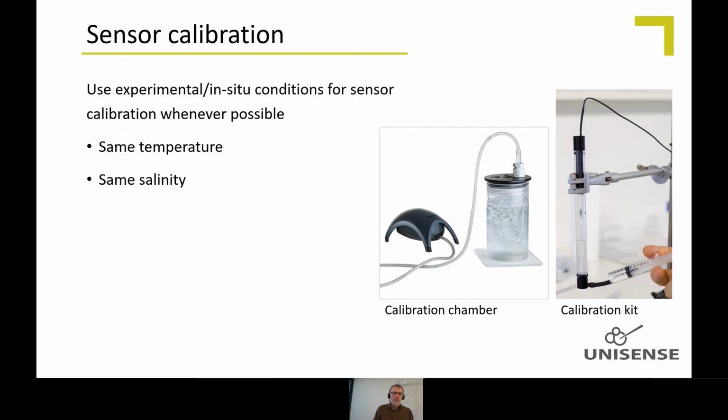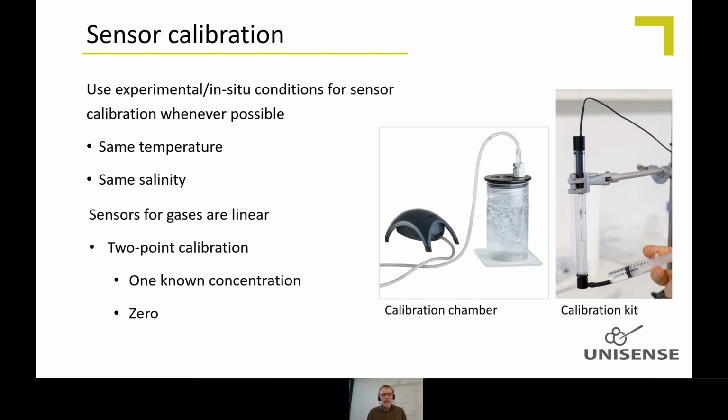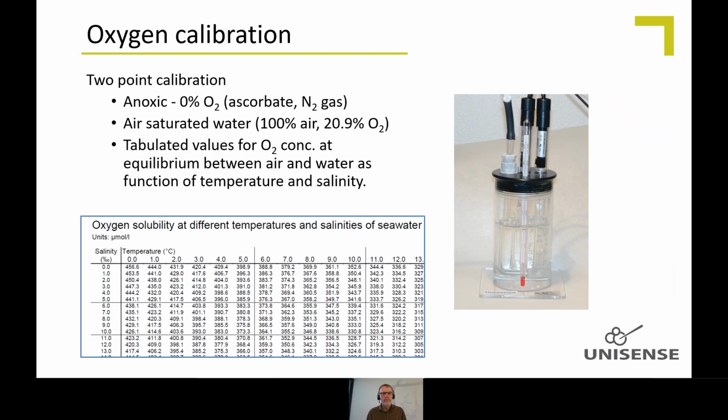Calibration of sensors, that's of course important. If possible, you should always calibrate at the same temperature and same salinity as you measure. As I mentioned, the sensors for gases are linear, so you can do a 2-point calibration, one known concentration and a 0 concentration. For an oxygen sensor, the anoxic or 0 calibration would typically be an ascorbate solution, which we have in our calibration kits, or you could use N2 gas as well. The air saturated or the known concentration would typically be air saturated water.